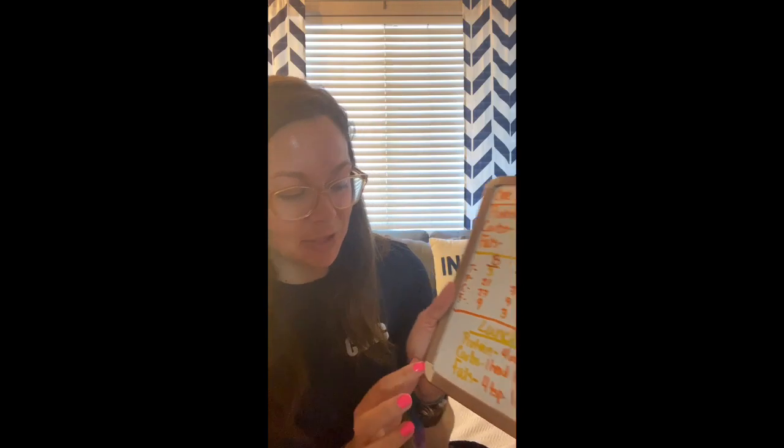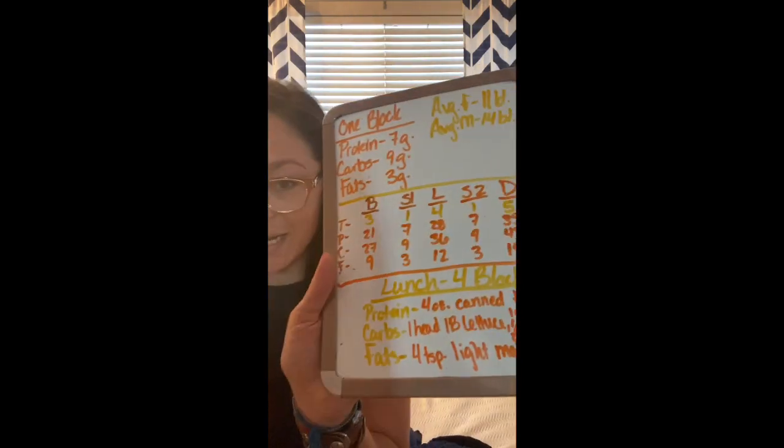So skipping down to the fats, I actually chose mayonnaise as their fat so that they could mix that in with their tuna. And so for 1 block, they would get 1 teaspoon of light mayo, but he gets 4 blocks. So he's gonna get 4 teaspoons of light mayo to mix in with the 4 ounces of tuna fish to give them kind of a tuna salad type thing.